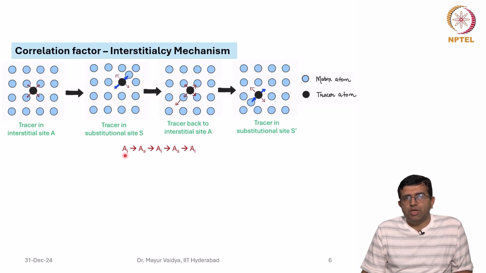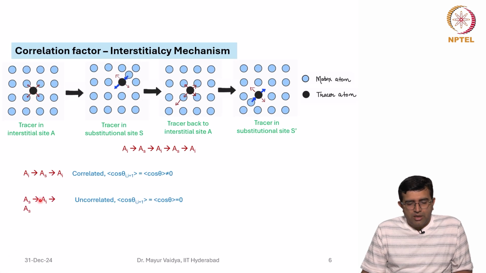Here A denotes the tracer atom. Then again it is going to the interstitial site, again going to the substitutional site, again going to interstitial sites, and so on. Now, if you see this step, when this tracer is at interstitial site and it jumps to the substitutional site, there is no preference. The probability of jumping is equal in all the directions, and therefore, this particular sequence, which is AS, AI and AS, is an uncorrelated sequence where average of cos theta is equal to 0.